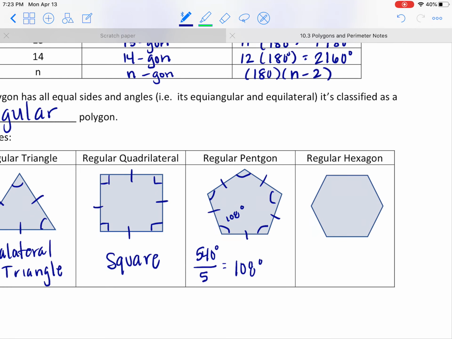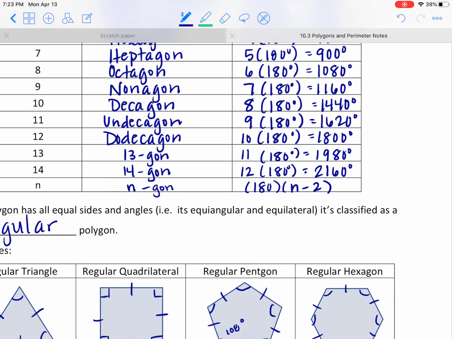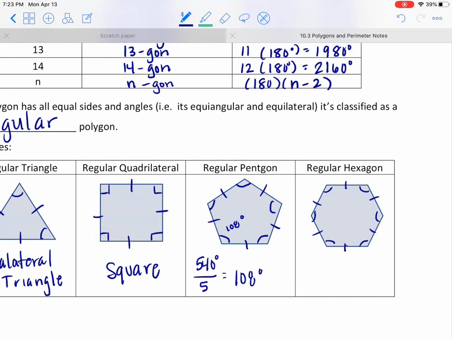Okay? And then we have the regular hexagon. Again, this doesn't have another name. It just means that all of these sides are equal, and it means that all of these angles are equal. Now, how much would each of these angles measure? Well, the hexagon we said was 720 degrees total. So if we take the 720 degrees and divide it into 6 equal angles, that means we have 120 degrees for each of those angles. So each of those is 120 degrees.